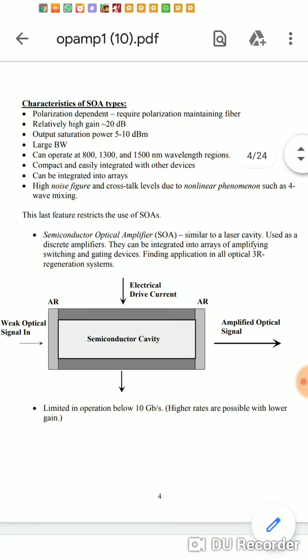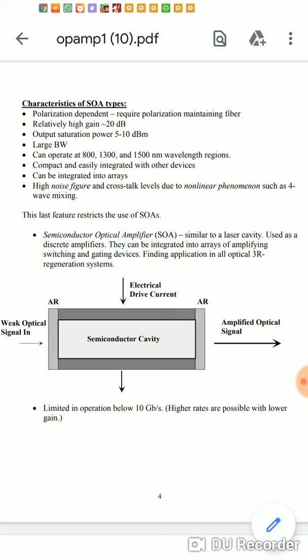In the diagram, the structure of the semiconductor optical amplifier is given. The input signal applied is the weak signal, and we get the amplified optical signal at the output. The amplifying medium is shown at the center as the semiconductor cavity. The semiconductor cavity has a similar structure to the laser cavity.